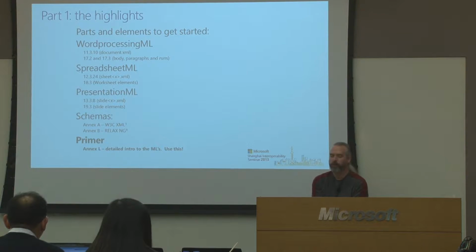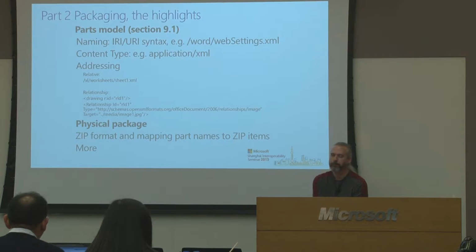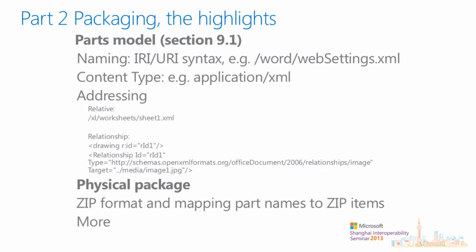So these are the highlights of part 1 of the standard. Part 2 of the standard contains packaging information. This talks about the actual package itself. So it's a zip file, but what's in it? Here we see a few things that are of interest to us, like first, the part model. This describes how parts are named, what type their content is, and how they are addressed.